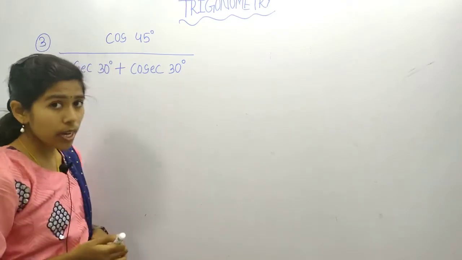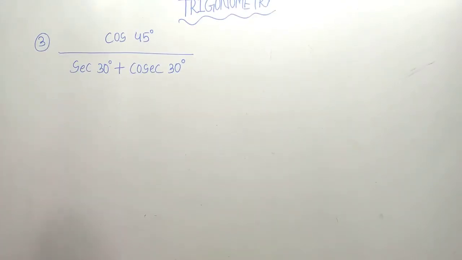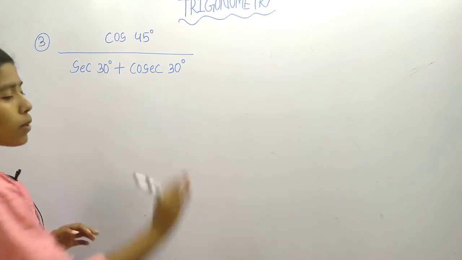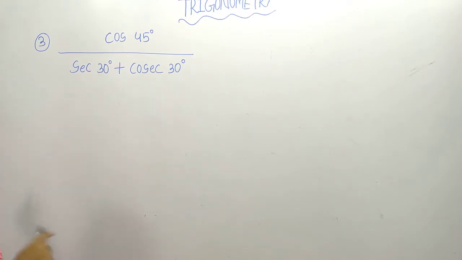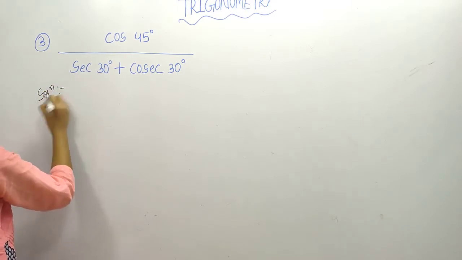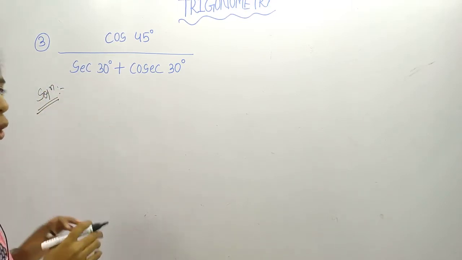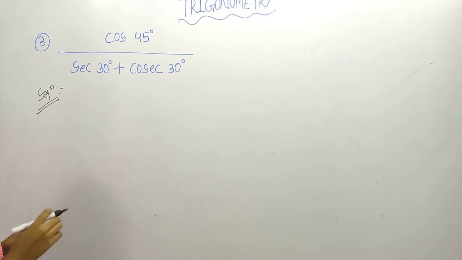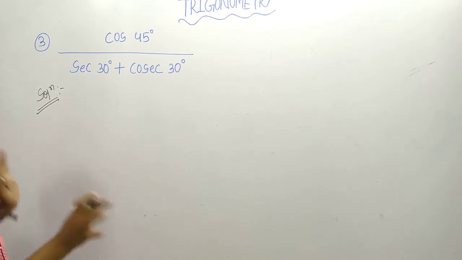So this is our next question. You see here cos 45 degree divided by sec 30 degree plus cosec 30 degree. We will learn how we will solve this question. You see, first of all you have to remember all the values, then only you can simplify these questions very easily.